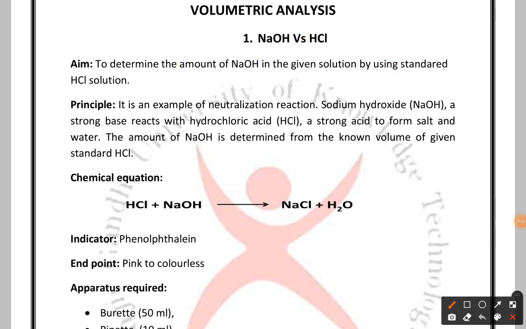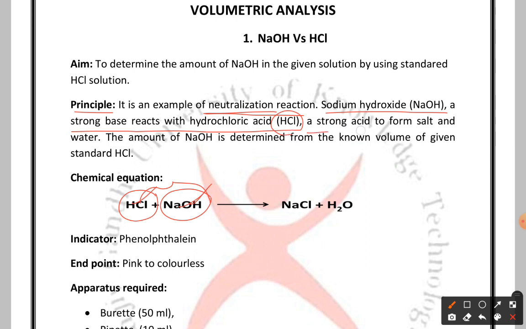Now the next heading is principle. What is the principle? It is an example of a neutralization reaction. As you know very well, when acid and base react together, it is a neutralization reaction. Here this is our base and HCl is an acid, and they are reacting together. Sodium hydroxide, what is the formula? NaOH, a strong base, reacts with hydrochloric acid, HCl.